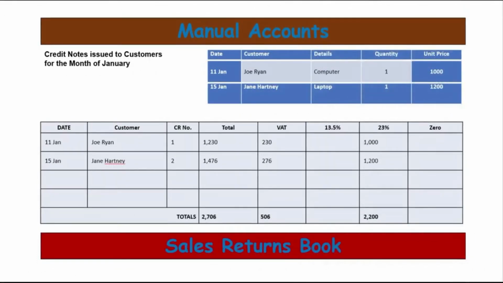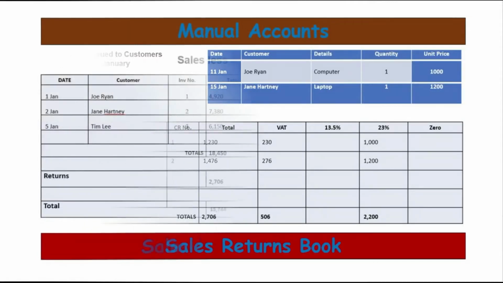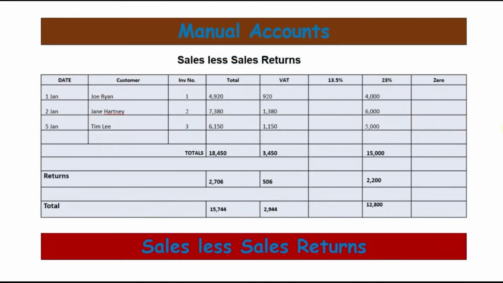The credit notes are entered in the sales returns book in the exact same manner as the sales book. In this exercise we will return to the sales book and enter the totals from the sales returns book in the returns line. We then subtract the returns from the sales totals, which gives the end totals. So, sales minus sales returns gives us the actual sales and the related VAT.